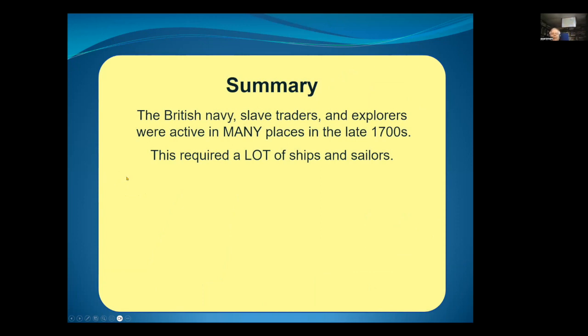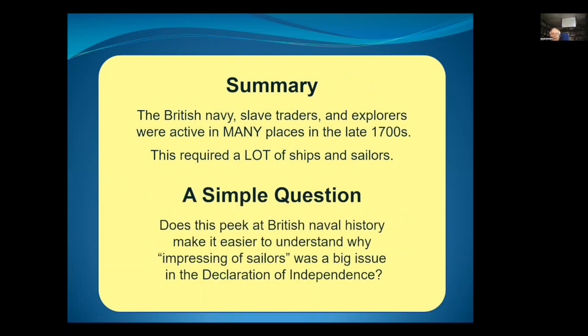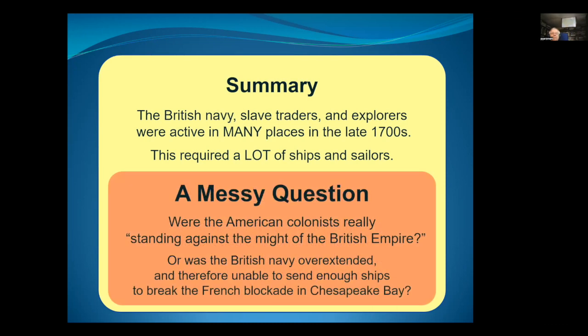This required a lot of ships and a lot of sailors. And that helps you put into context why impressing of sailors is such a big issue in the Declaration of Independence. That the Brits were really kind of desperate. They'd pretty well scraped up every able-bodied person who was willing to go out and get seasick. But here's the messy question. Were the American colonists really standing up against the might of the British Empire?